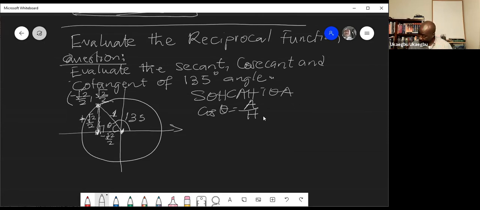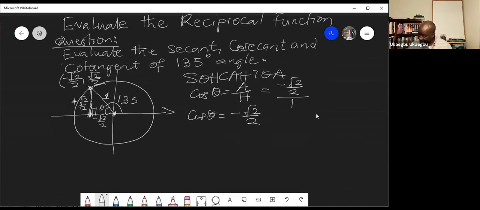So what do you do about it? The adjacent is negative square root of 2/2. The hypotenuse is 1, and any number divided by 1 is itself. So we know that cos theta is equal to negative square root of 2/2. All right? But on the other hand, they are talking about reciprocal functions. So the secant itself.